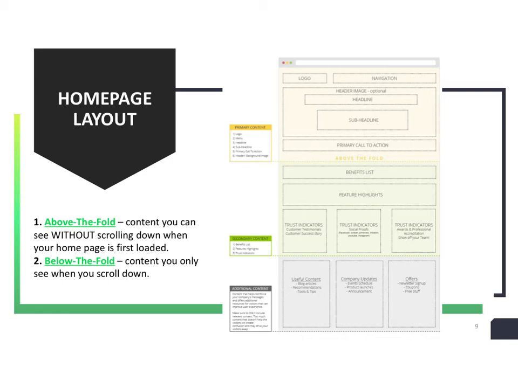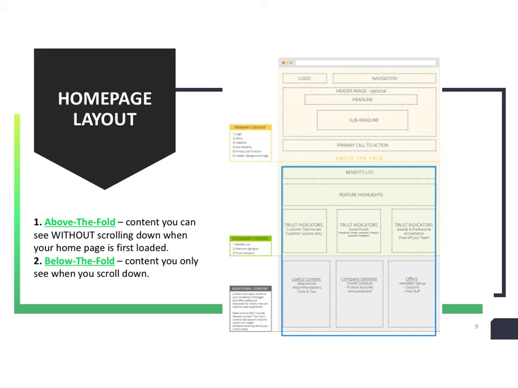Typically, businesses will use their logo and navigation buttons as the very first items on the homepage design. Just below that is going to be a header image. Whatever's on your header image, as well as your logo and navigation buttons, that will appear on every single page of your website. So all of this information comprises the above the fold contents. Above the fold contents you can see without scrolling down when your home page is first loaded. Everything else is considered below the fold.